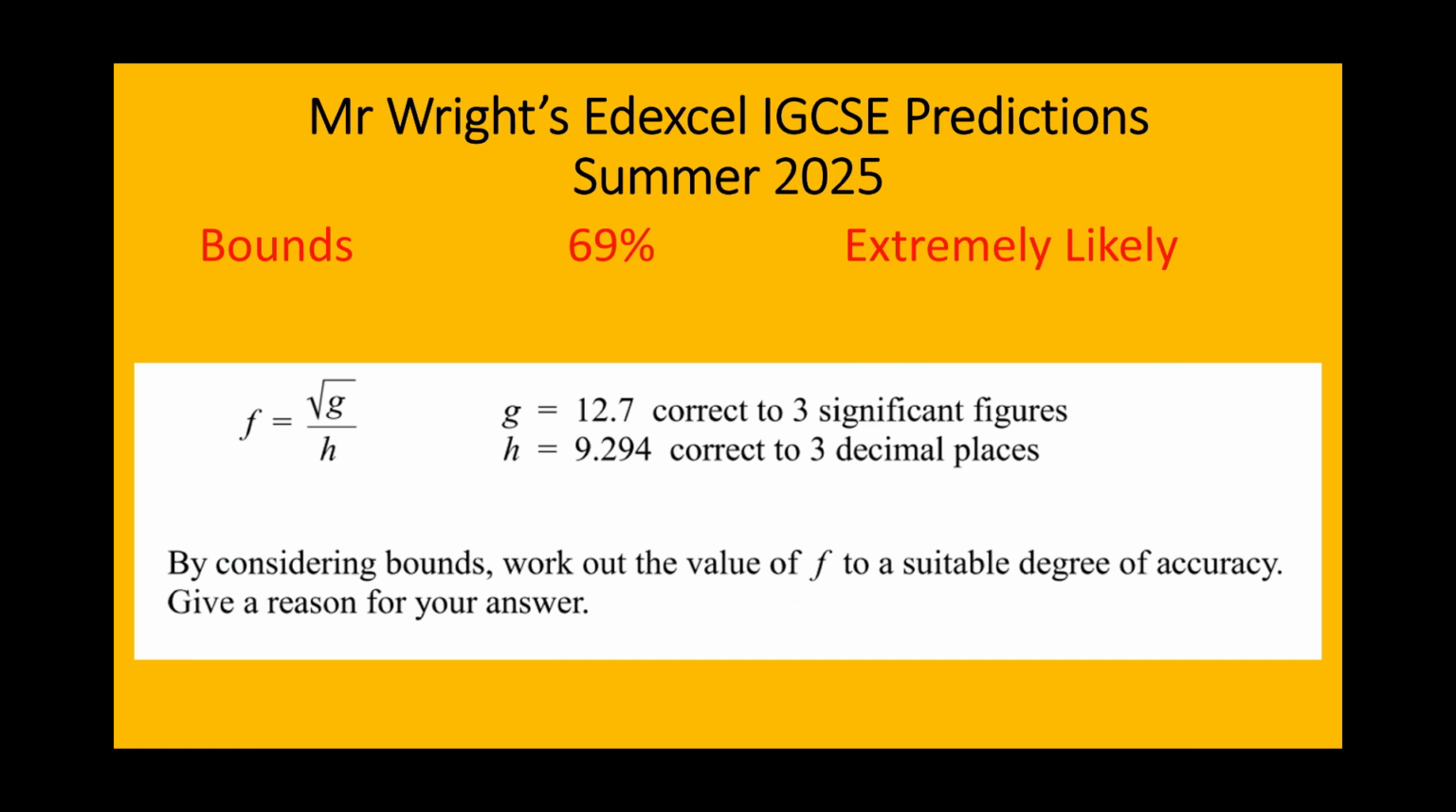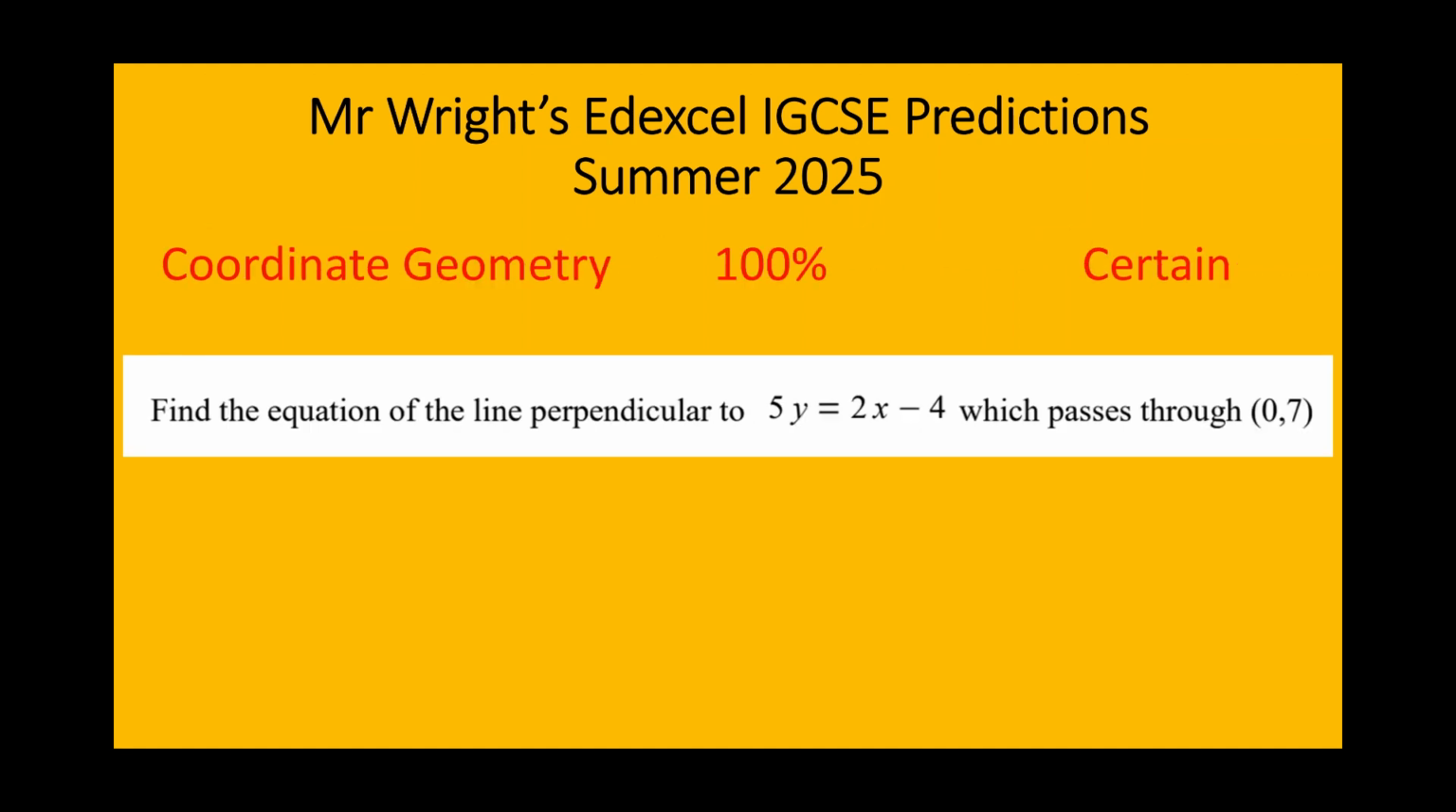We're using values correct to a number of significant figures or decimal places, and we're putting either the upper or the lower bound of each of those variables into the equation. In this case, to work out the value of f to a suitable degree of accuracy, sometimes to work out the maximum possible value of f or the minimum possible value of f. Remember, each of these questions are in the example questions document, which you can download.